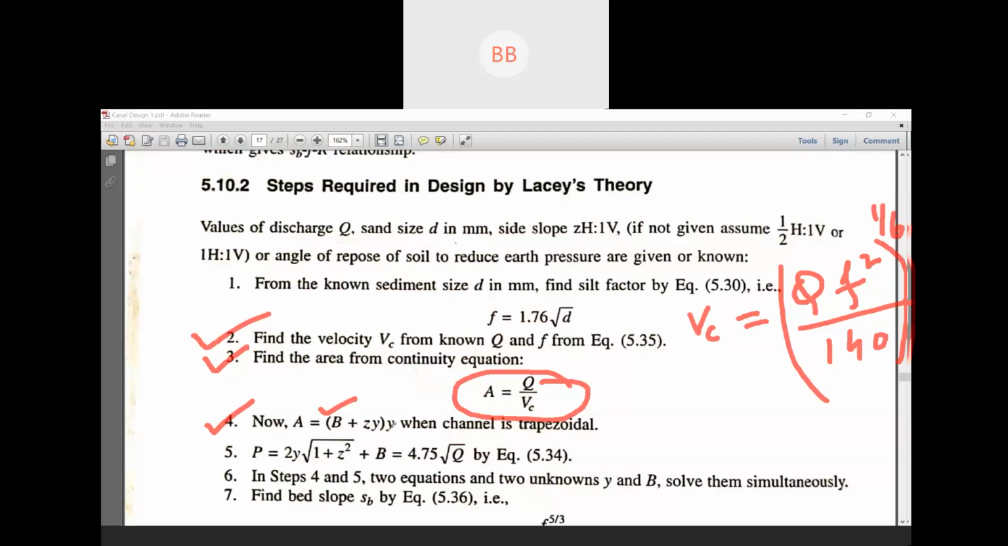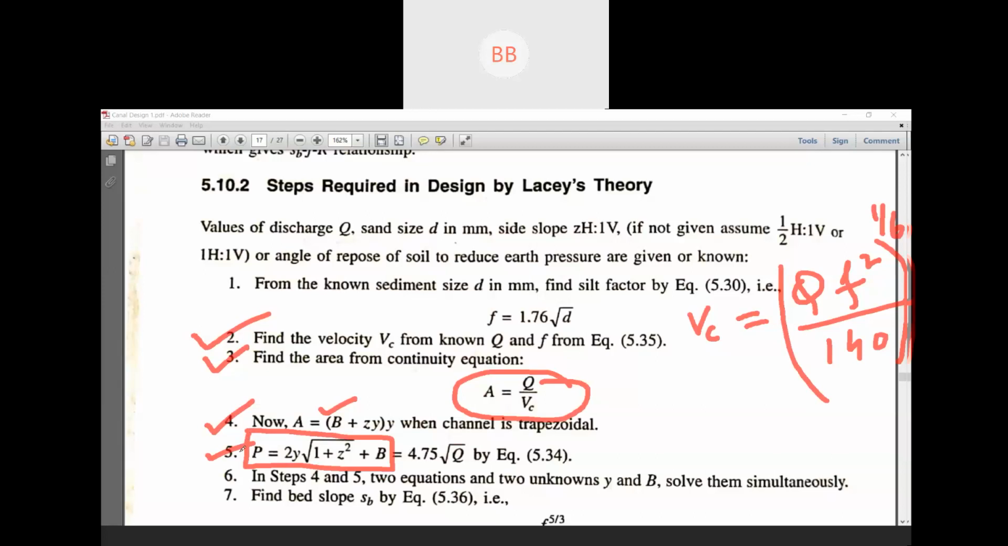In that area expression, the y value is not known to you, and the width of the channel is not known to you. So b and y are not known. The z value, if it is given, then it's okay. If it is not given, then we are going to consider 0.5 or 1. Here we have two unknowns, one is the width of the channel and one is the depth of flow, so we need another equation. In one equation, if you have one unknown you can solve it, but if you have two unknowns then you cannot solve, so we need at least two equations to solve two unknowns.